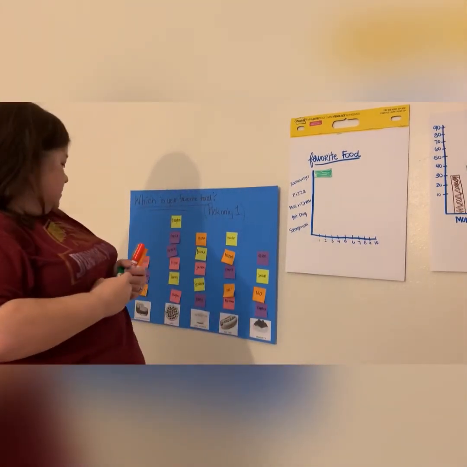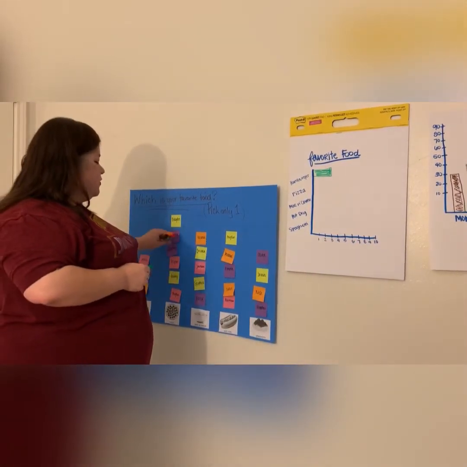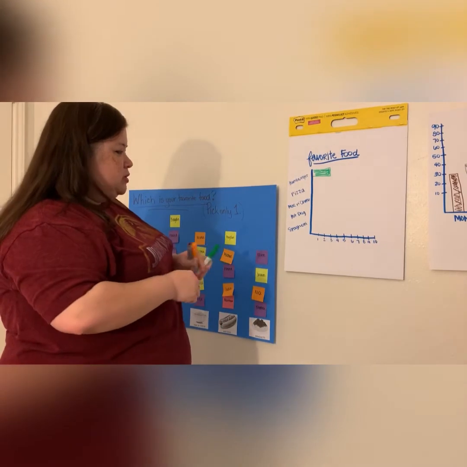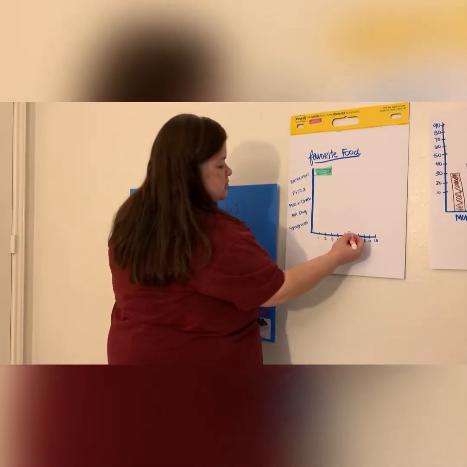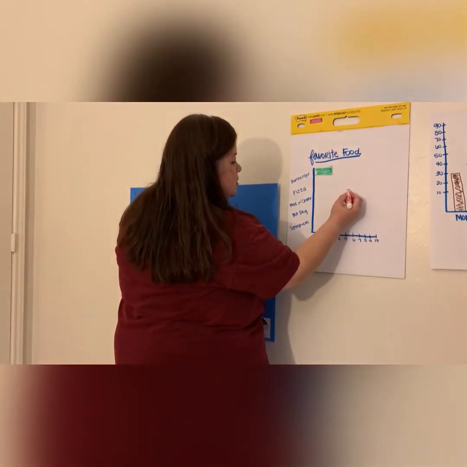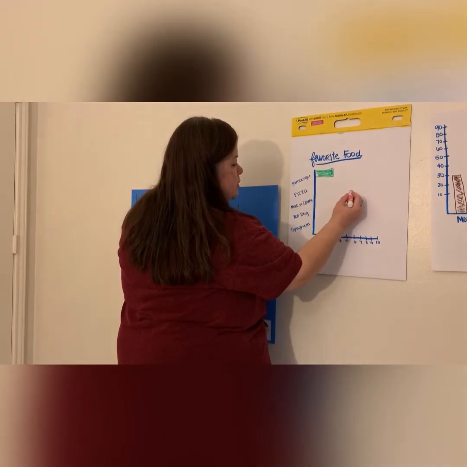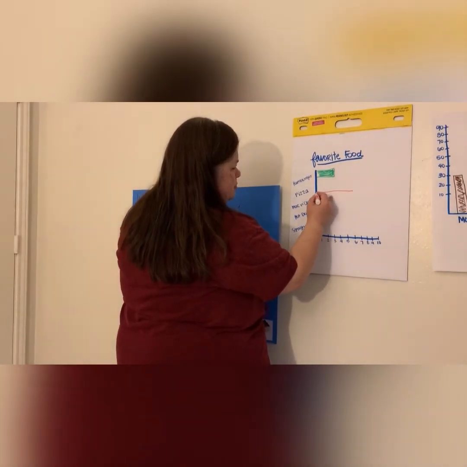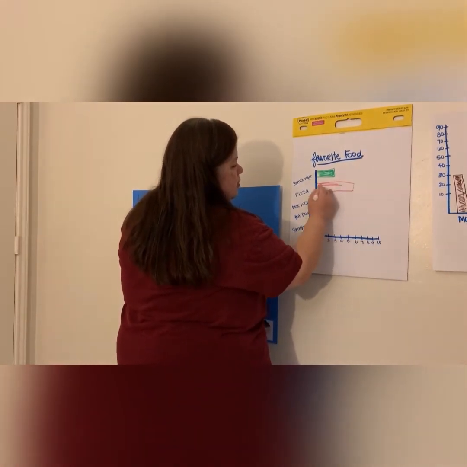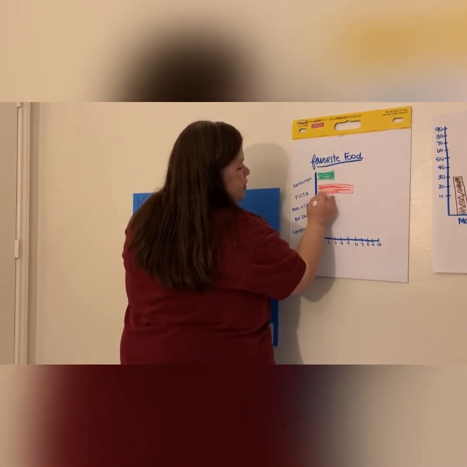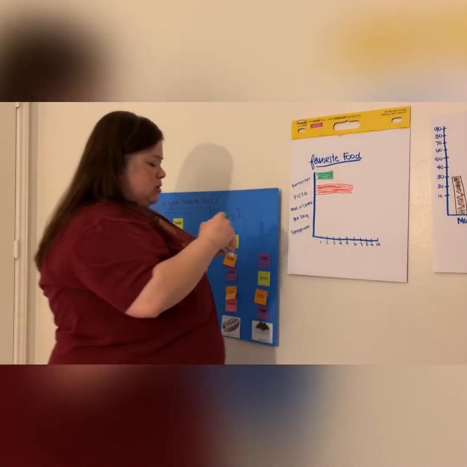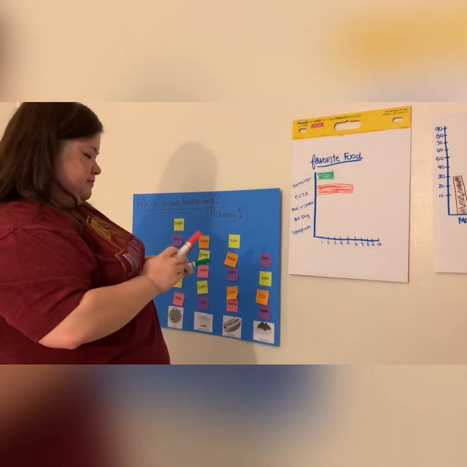Okay, for pizza, we had 1, 2, 3, 4, 5, 6 students who liked pizza. So you'll go up 6, and you'll make your little mark here, and you'll draw your bar graph. And when you're doing your bar graphs, you'll notice that the bars are usually separated by space.